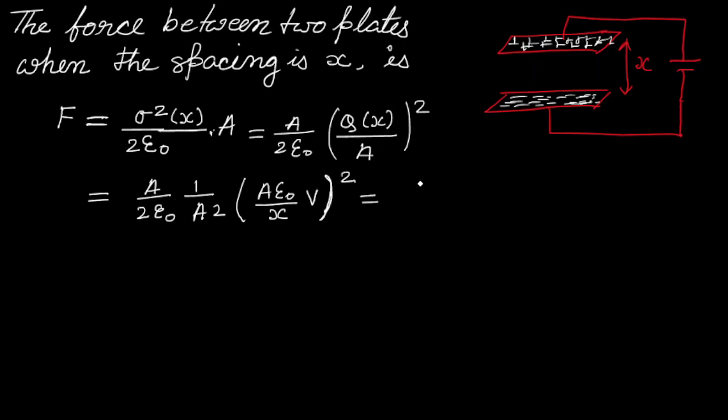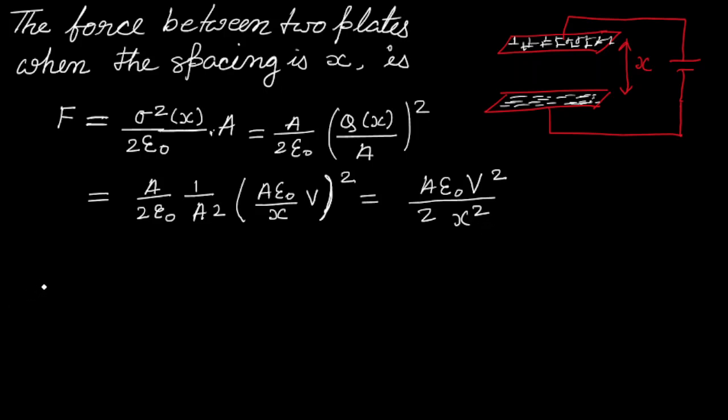If we simplify this, what will we get? A square will cancel out, epsilon will cancel out. So we'll get A epsilon naught V square divided by 2x square. This will be the force when the plate separation is x. If the capacitor is connected with a battery whose voltage is V, then when the plate separation is x, the force will be A epsilon naught V square divided by 2x square.